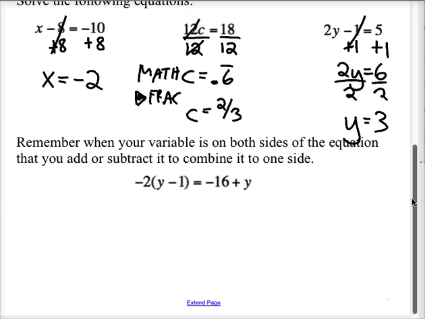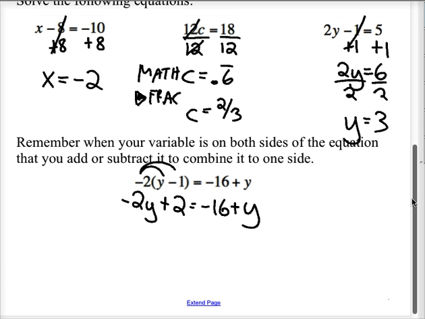Remember, sometimes you have the variable on both sides of the equation. In order to combine them, you're going to have to add or subtract them to one side of the equation. Now in this example, before you can even do that, there's something else you have to do. And I really hope that you notice this, that you can distribute that negative 2. That's going to give us negative 2y plus negative 2 times negative 1. Negative times negative is positive.